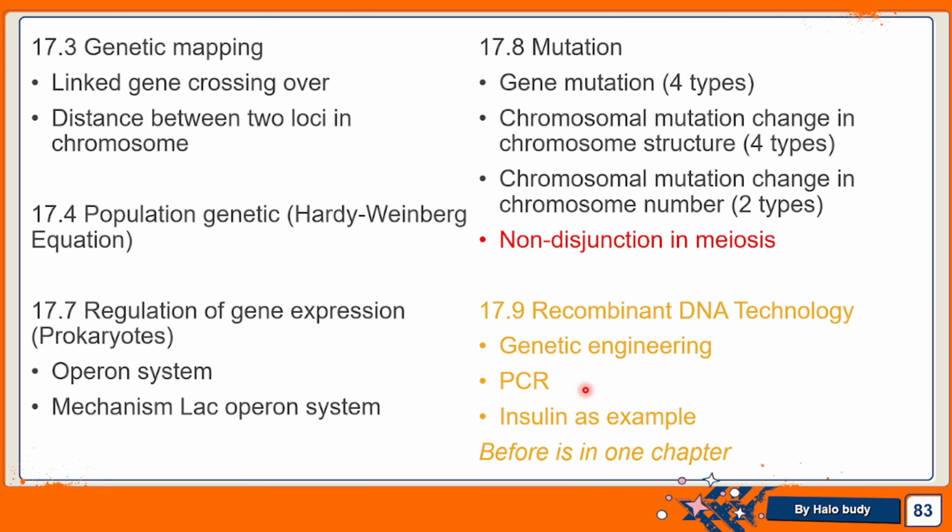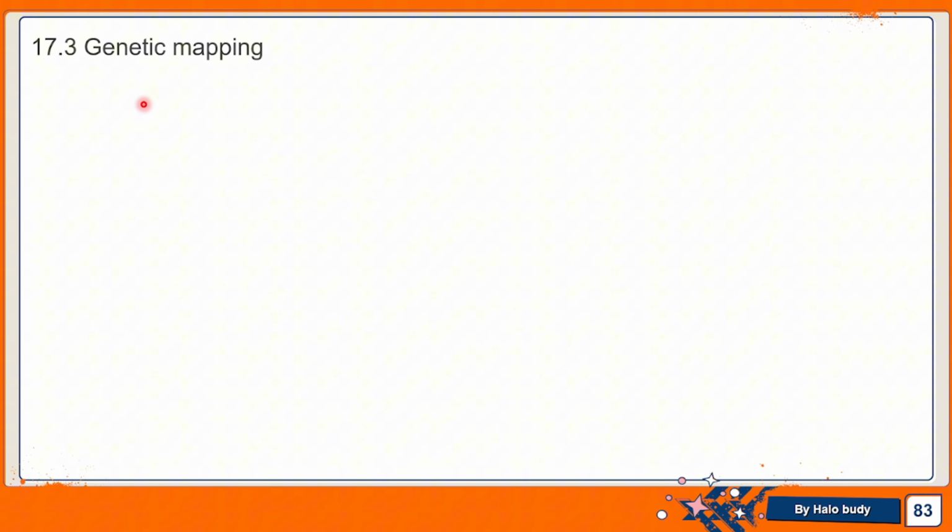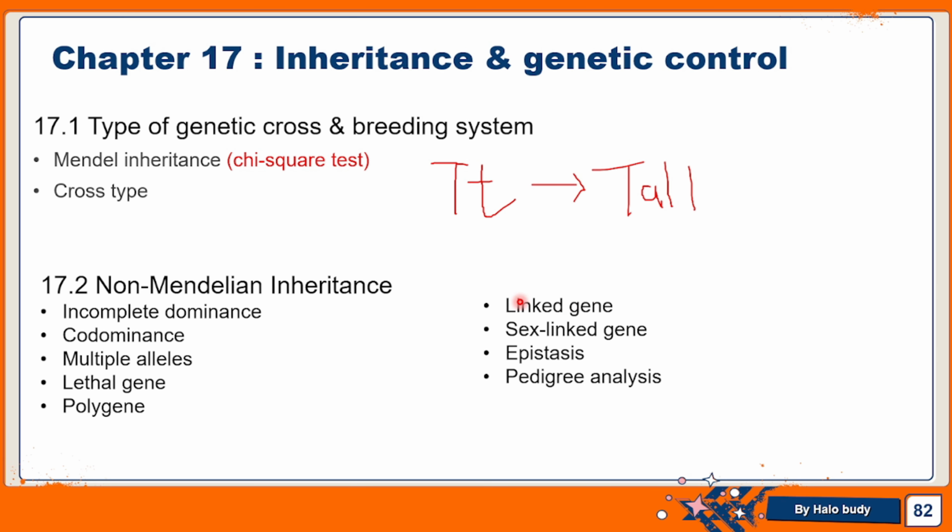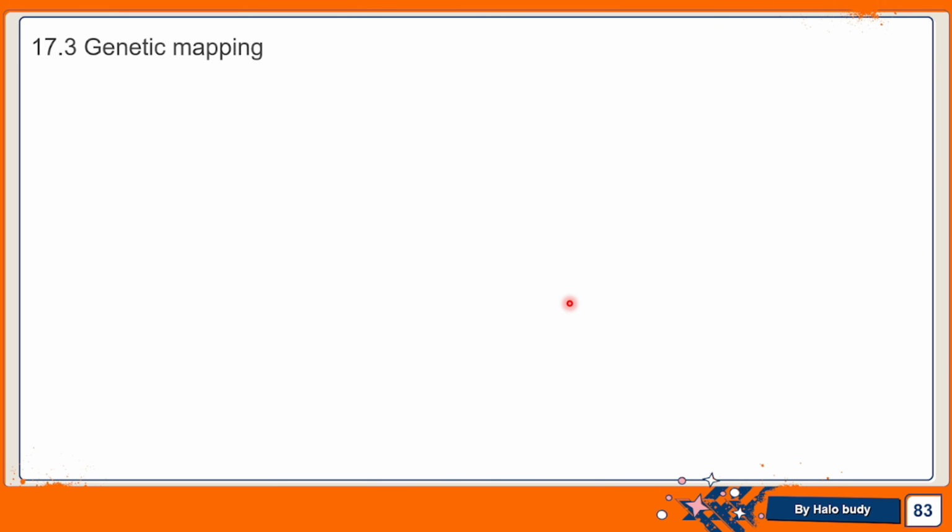Okay, next is genetic mapping. What you learn in genetic mapping is linked gene crossing over. So this one will relate to the linked gene. Normally your school teacher will directly explain about this linked gene crossing over, because linked gene is a gene containing 2 characteristics at one gene, but it is different from the dihybrid inheritance proposed by Mendel. I don't want to explain much.